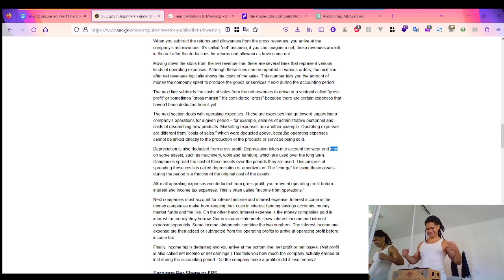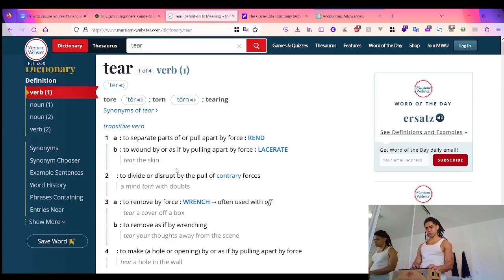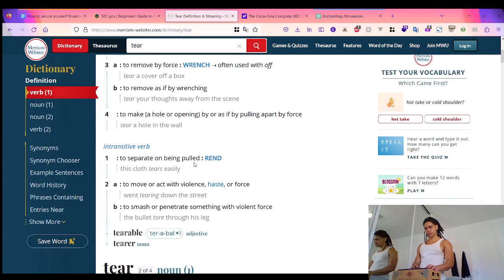tear it off. This clothes tear off easily. This cloth tears easily.